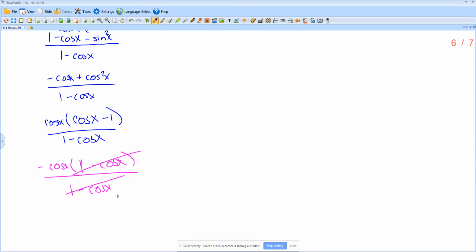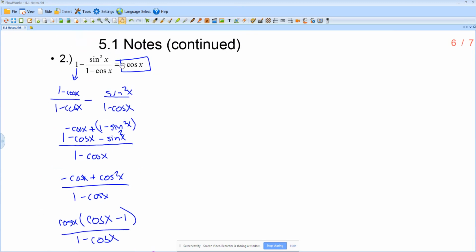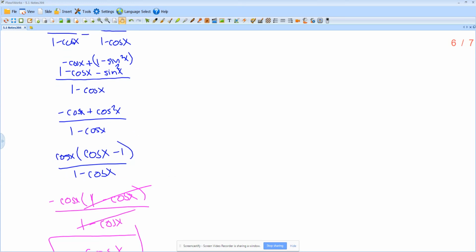And my 1 minus cosine can cancel. So I'm left with negative cosine x, which again is great. That's exactly what I needed to get. I took a long and convoluted route.